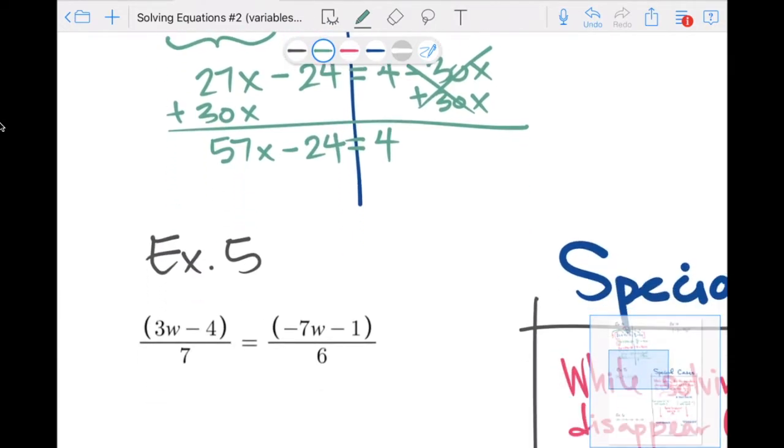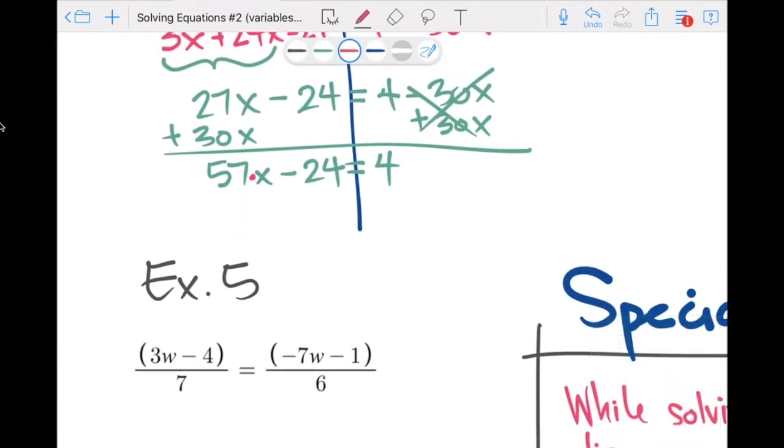Now, what's keeping the variable from being isolated? We've got a 57 that's being multiplied and a 24 that's being subtracted. We're going to deal with addition and subtraction before multiplication and division. So I'm going to add 24 to both sides. Now I'm going to have 57x is equal to, those two cancel, is equal to 28.